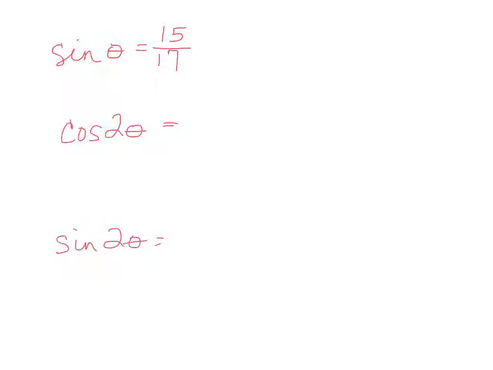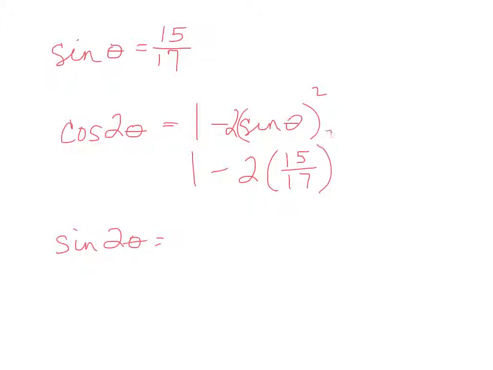So for the cosine one, I can use that 1 minus 2 sine of theta squared. I'm going to go ahead and write mine like that since we're going to do it anyway. And then it's not so bad, because I already know what the sine of theta is. That's what they gave me. I didn't have to find it on a unit circle. I didn't have to find it in a triangle. They gave it to me.